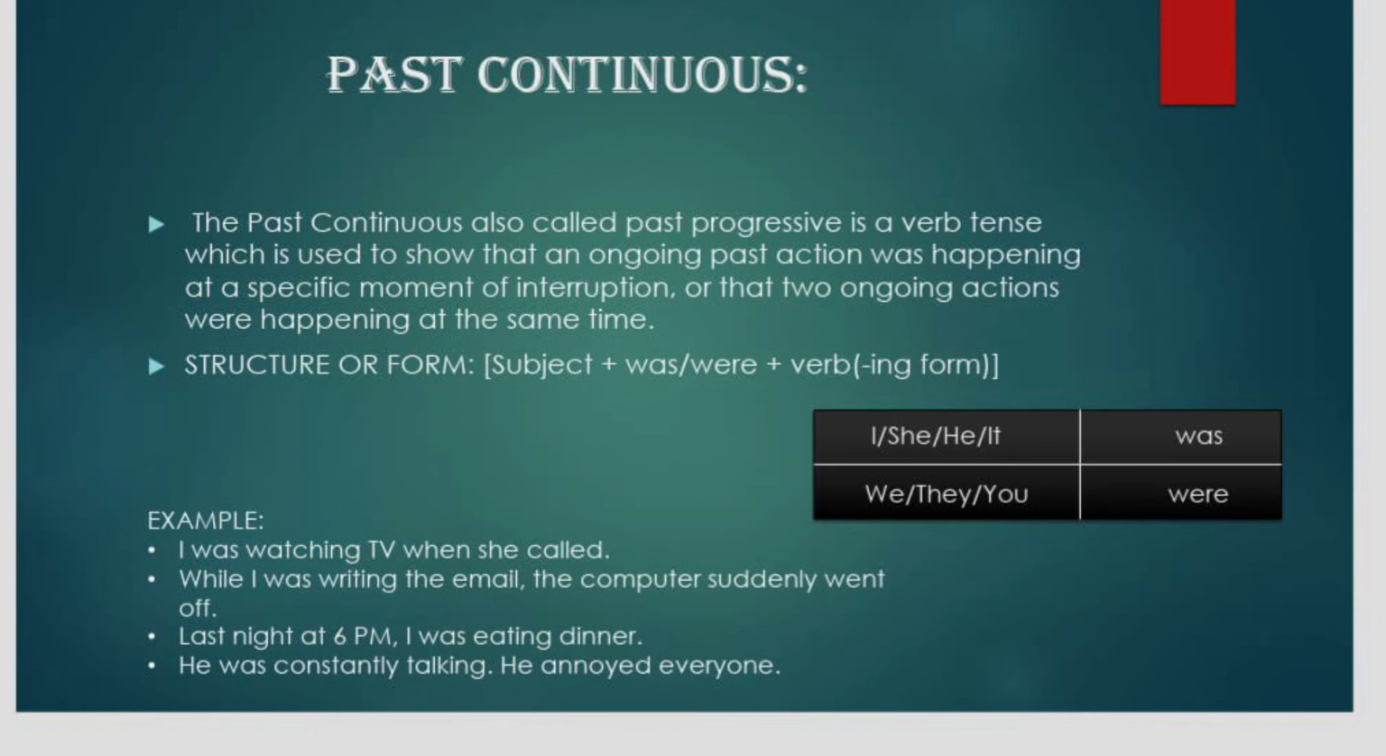Alright. Now children, when we talk about pronouns like I, she, he or it, we use was. Alright. But again, when we talk of pronouns like we, they, you, we use were. That is singular pronoun and plural pronoun. For example, I was watching TV when she called. While I was writing the email, the computer suddenly went off. Last night at 6 p.m., I was eating dinner. He was constantly talking. He annoyed everyone.